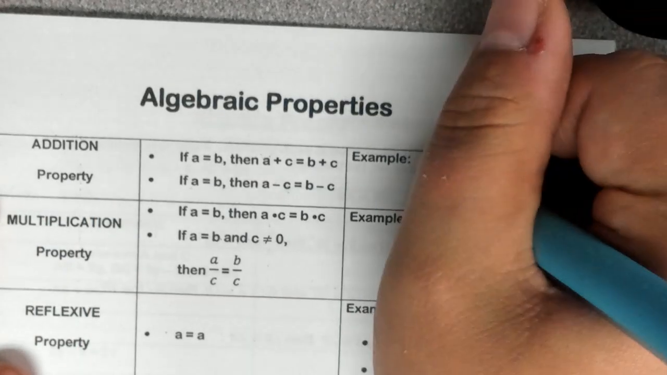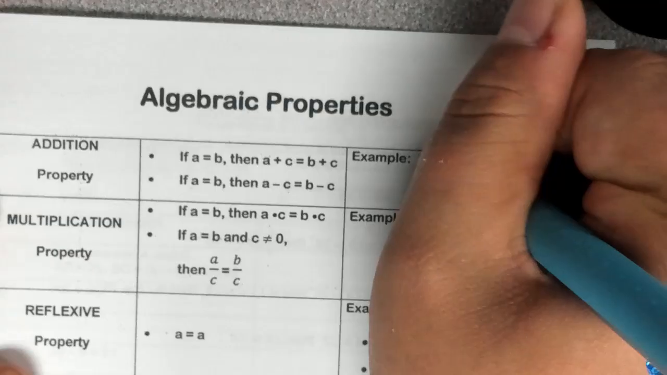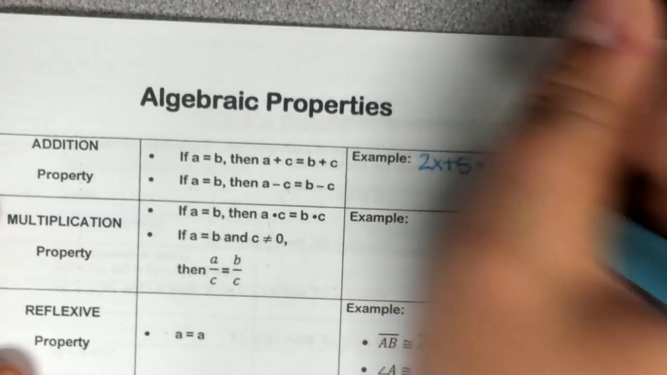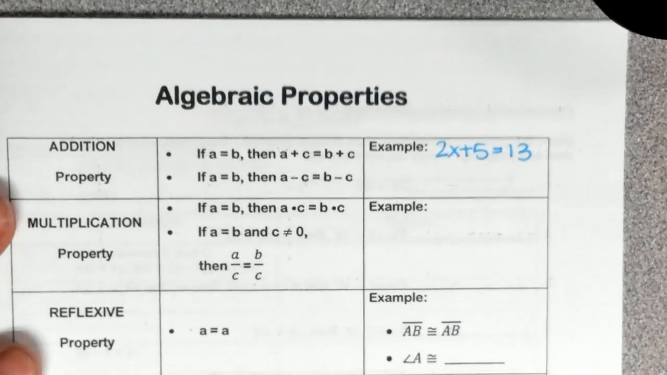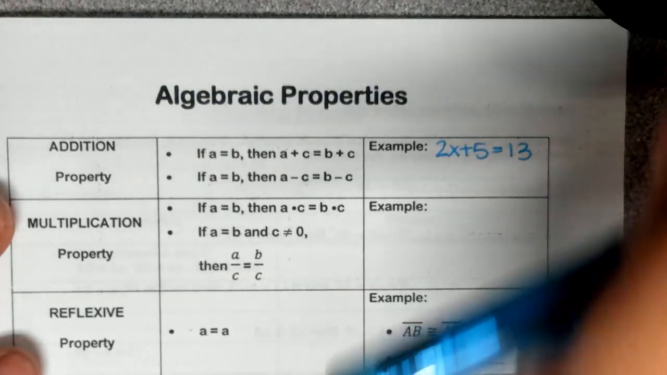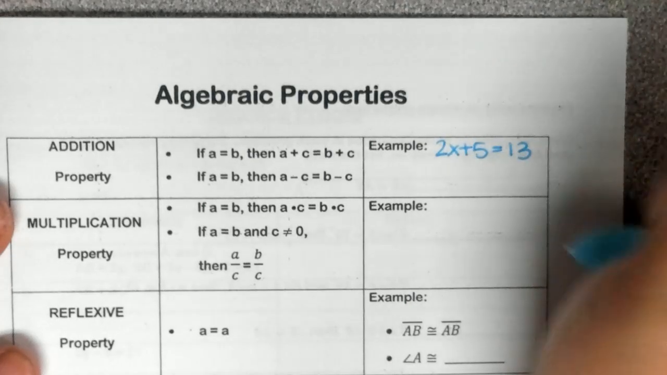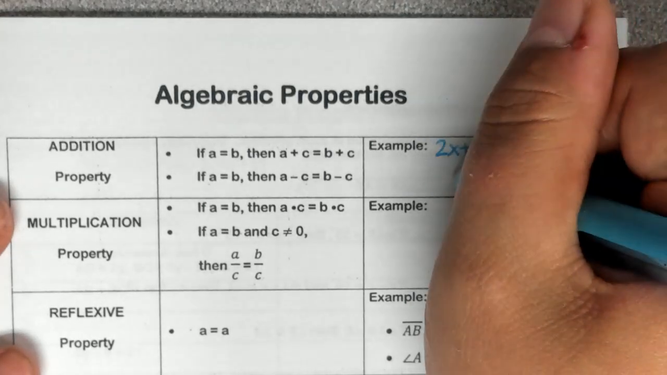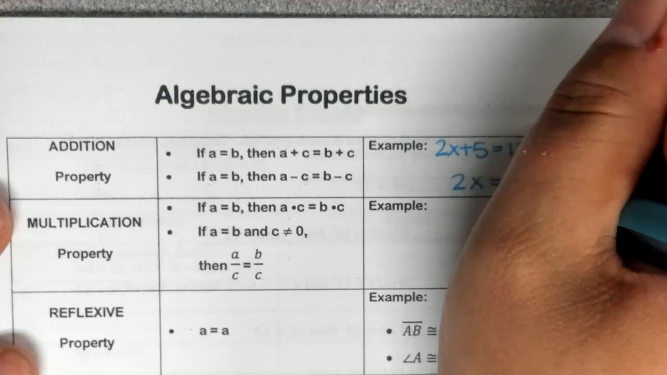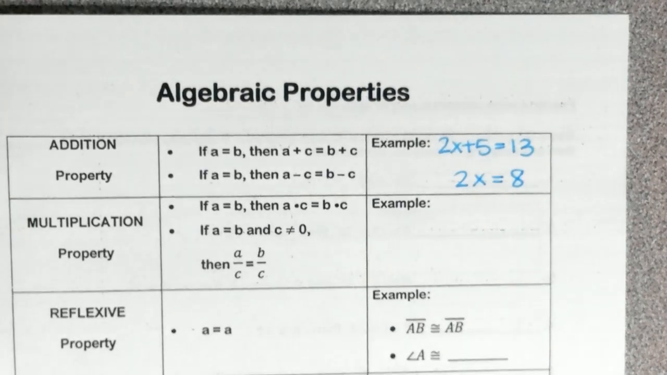So an example of this would be like if I had 2x plus 5 equals 13. Write that down, please. What would you do first to solve this equation? Do you agree I would minus 5 to both sides? So that would give me 2x equals 8. If you subtract something from both sides of the equation, that is the addition property. Are y'all okay with that? Okay. If you're adding something to both sides of the equation, that's the addition property. It has to be both sides.